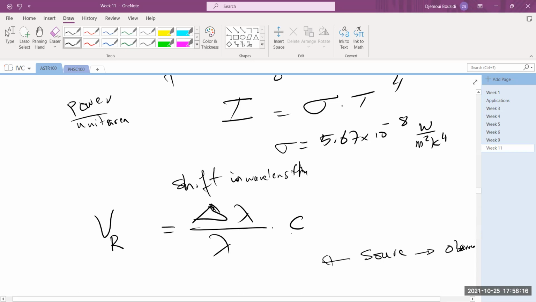And this is the actual wavelength. And this is the speed of light, the same constant we've been dealing with. And this is the relative velocity. Again, this is, in a nutshell, the laws that were discovered.